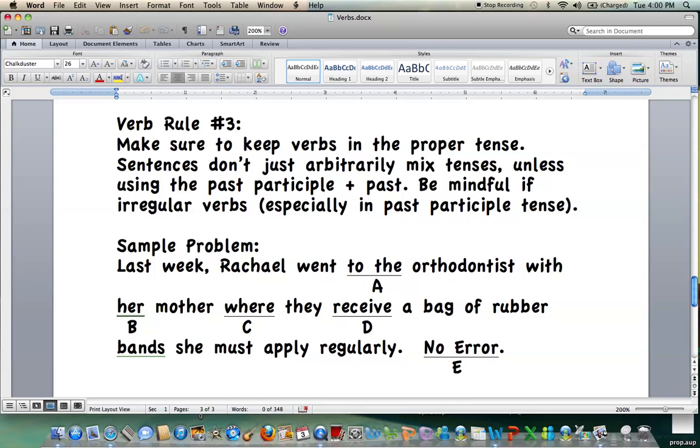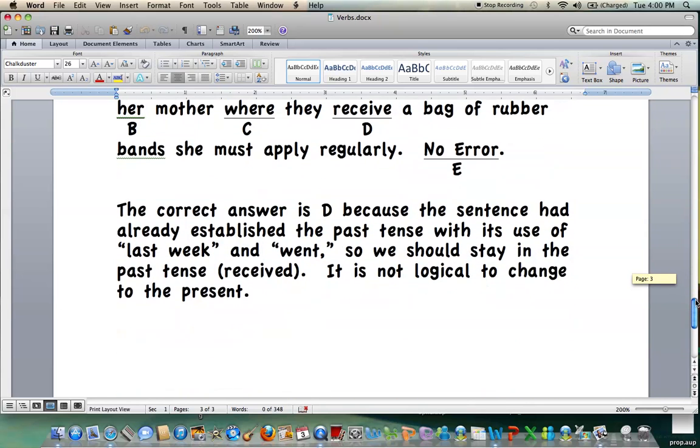So you probably want to be in the past tense. What other verbs are not in the past tense here? Yeah, receive. They received. We don't want to move into the present tense. So D would be your proper answer there.